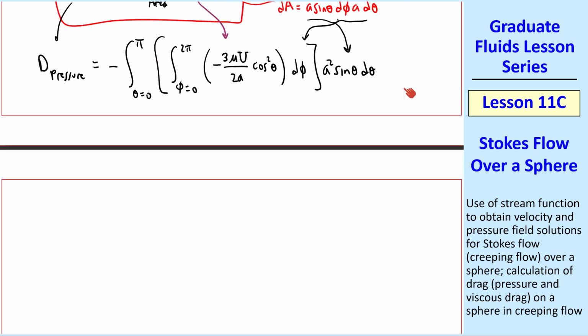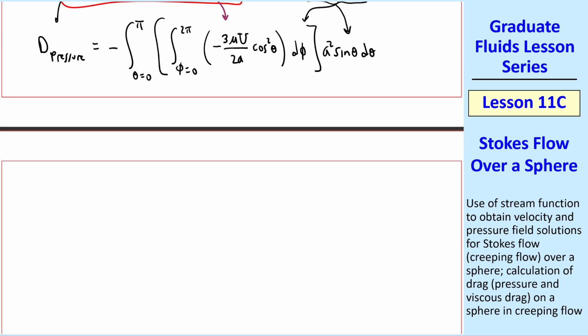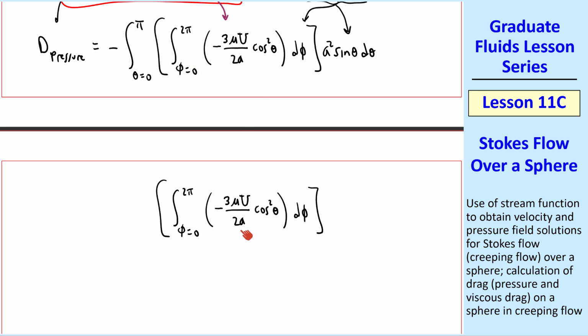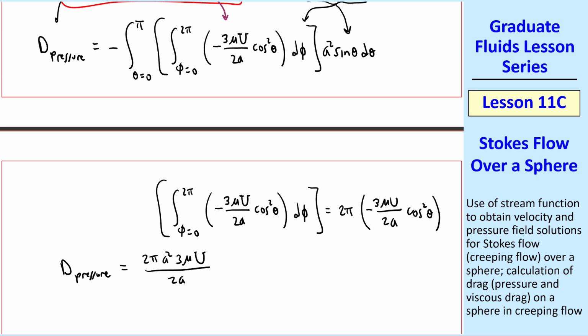Well, we can do a little bit of algebra on this equation, noting first that everything within the square brackets, this integral with respect to phi, has an integrand here that does not depend on phi. So this whole term in brackets, which I copied here, reduces to 2 pi from the integral times the rest of the constants. The two negative signs also cancel, so d pressure becomes 2 pi a squared 3 mu u over 2a times the remaining integral from theta equals 0 to pi of cosine squared theta sine theta d theta, where we've put outside the integral all the constants that are not functions of theta.